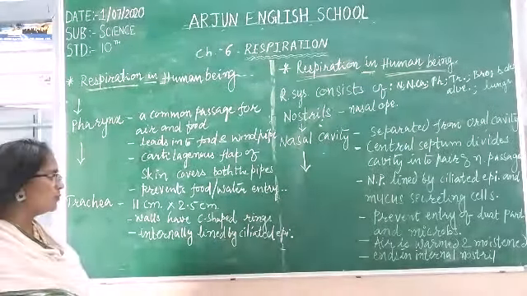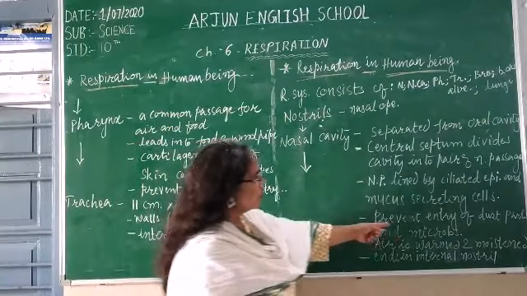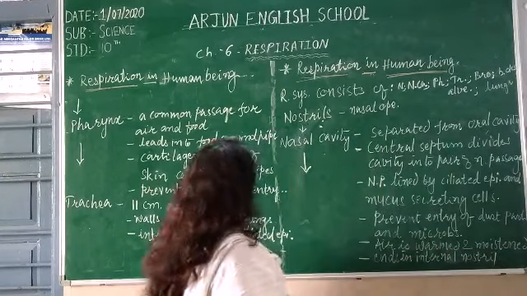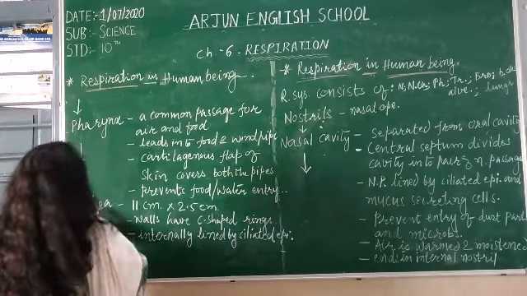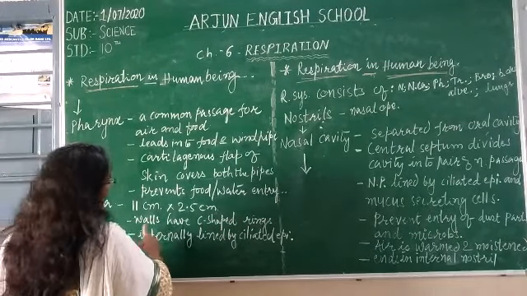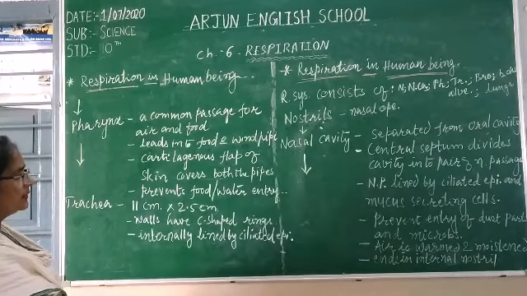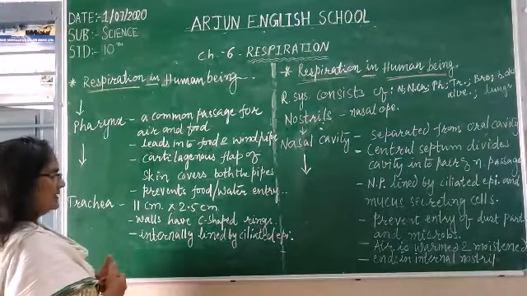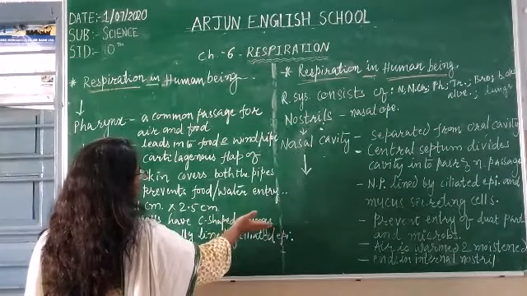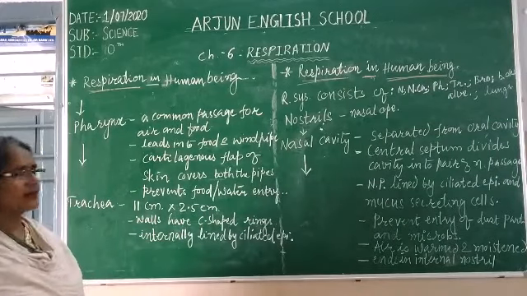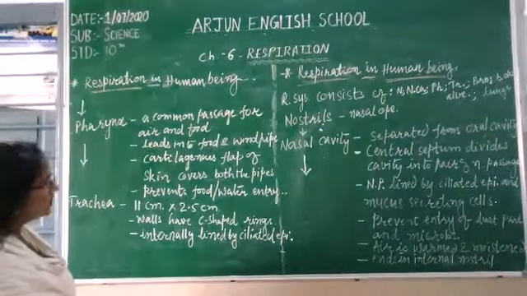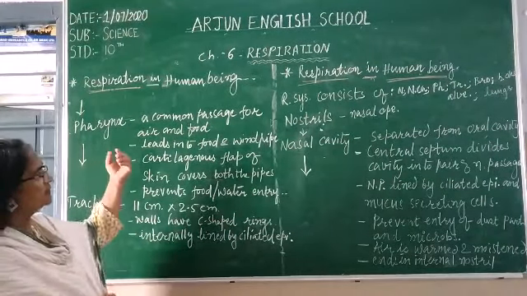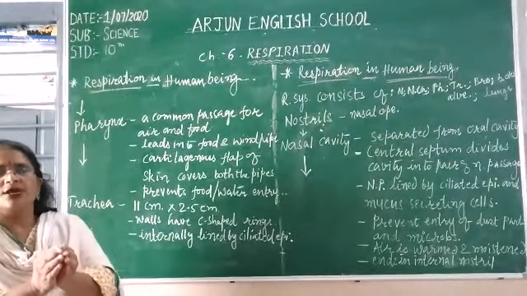What will be the function here? The same: to prevent the entry of dust particles and microbes. The walls of the trachea have C-shaped rings made of cartilage, so it is protected by C-shaped cartilaginous rings. What is the function of these C-shaped rings? They prevent the windpipe from collapsing.